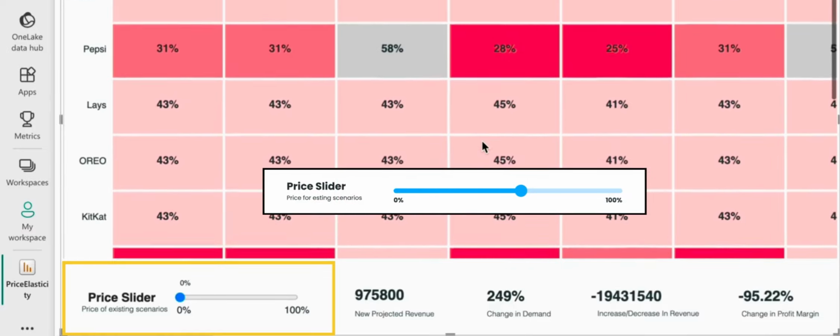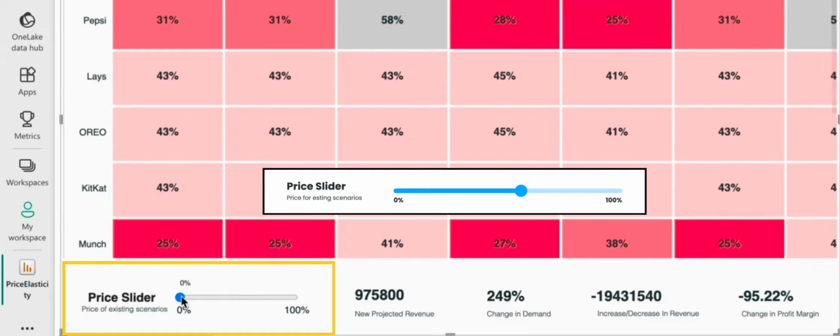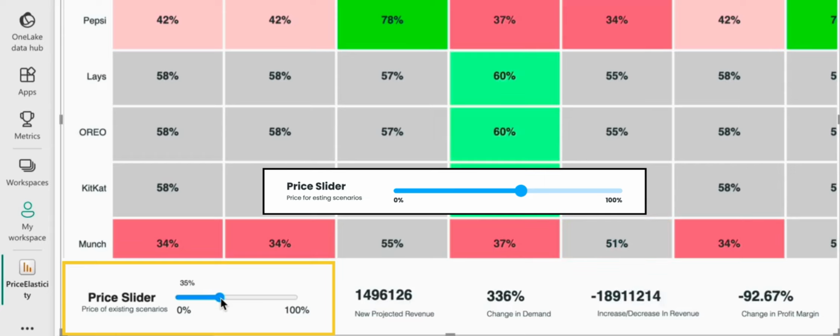And all these features are connected with this price slider, where when we increase the percentage in the price, we can see every value changes with this price slider.